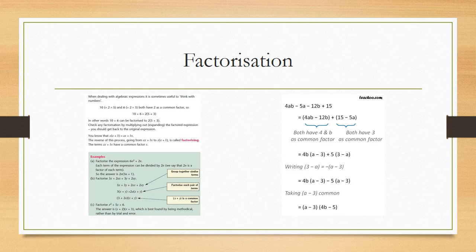Factorization. If a given expression can be expressed as a product of two or more expressions, then those expressions are called the factors of the given expression. For example, 6 plus 2x is equal to 2 in bracket 3 plus x. So 2 and 3 plus x are the factors of 6 plus 2x. Resolving an expression into its factors is called factorization.